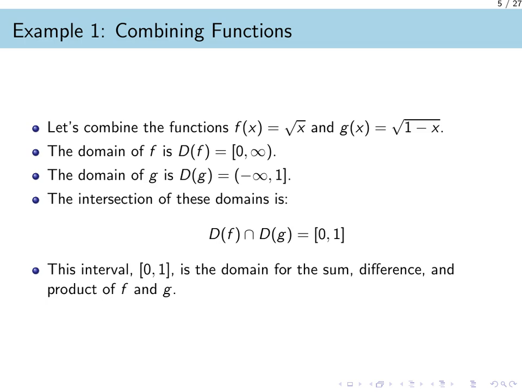To create a combined function, any input x must be valid in both of these original functions, so we need the intersection, or overlap, of their domains. The only numbers that satisfy both conditions are those in the closed interval from 0 to 1. Therefore, the domain for the sum, difference, or product of f and g is this shared interval.